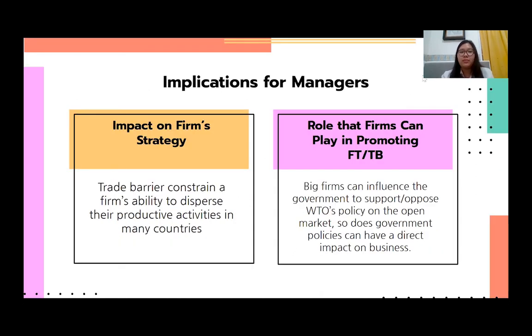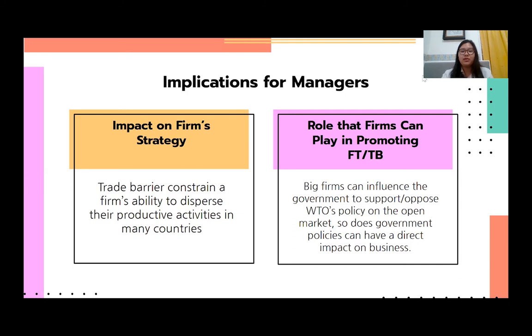Next, we're going to talk about the implications for managers. Why should the international manager care about the political economy of free trade? It's because of two factors. The first one is the impact on firm strategy, considering that trade barriers constrain a firm's ability to disperse their production activities in many countries. The second one, the cost of exporting products is expensive, so this puts firms at a competitive disadvantage.